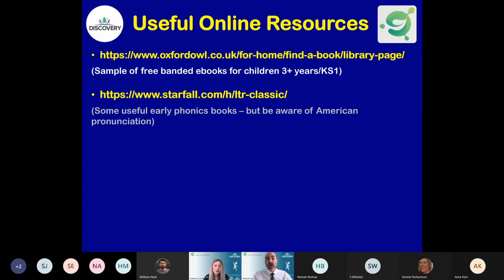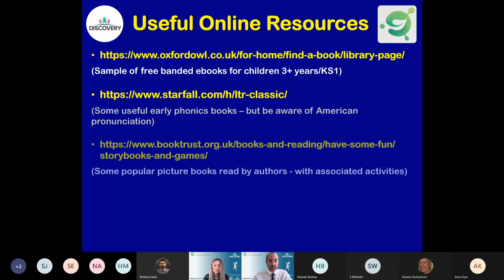Starfall's a useful one. It's one that's been around for a long time. It is an American website, but it does have some useful phonics books. So if you've got people in EYFS or Year 1 that want to have some phonics books, it's worth the teachers maybe having a look there and see if there's any that work particularly for the phonemes that they're learning at the time.